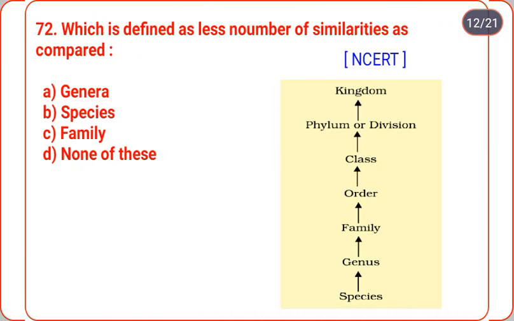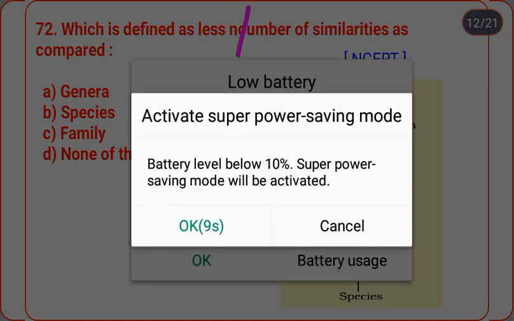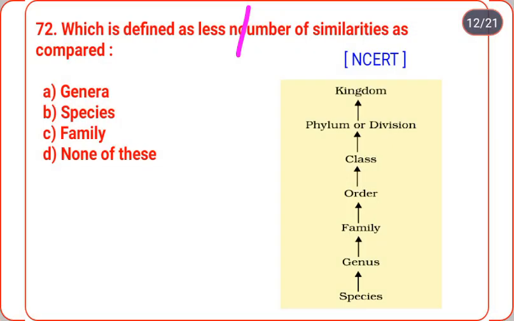Okay, next, question number 72: which is defined as having less number of similarities as compared? Option A, genera; option B, species; option C, family; option D, none of these. You can see the diagram from the NCERT book. Already we have discussed that if we go from species to kingdom, the common characters will decrease, and the number of organisms will also decrease.